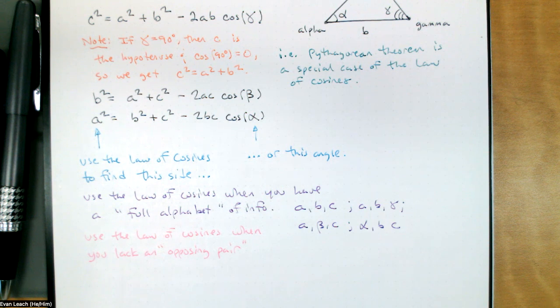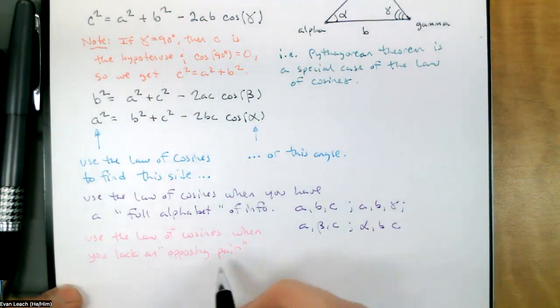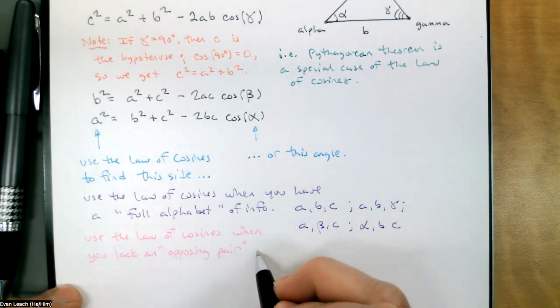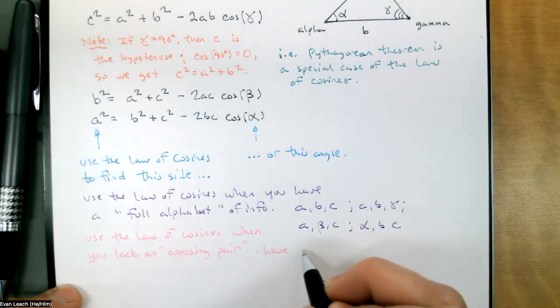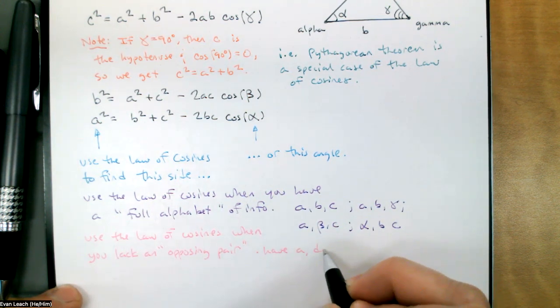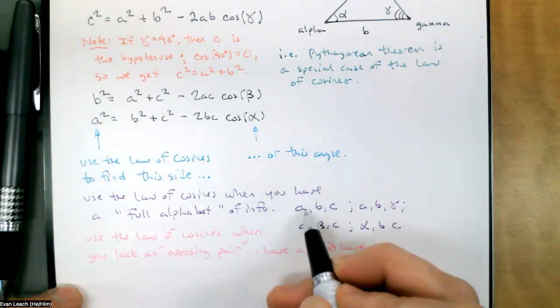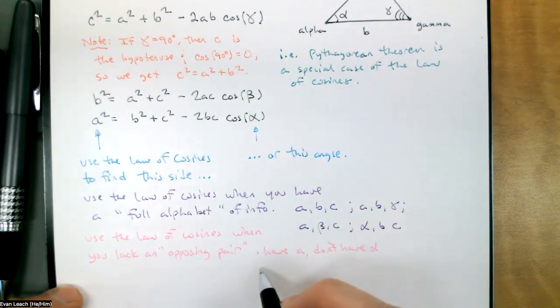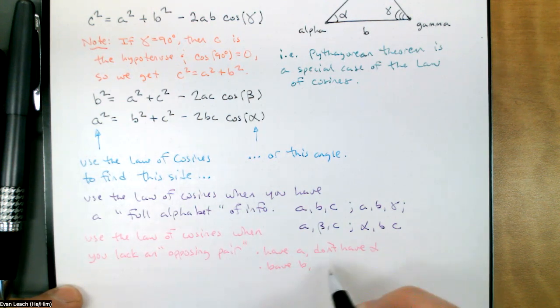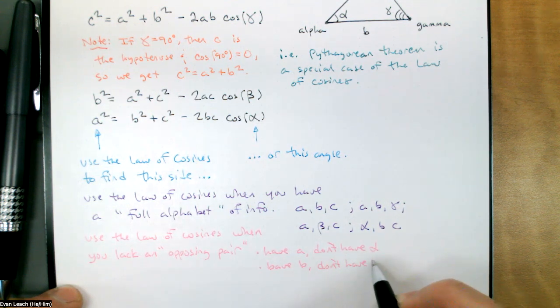An opposing pair would be, you should have A, but you don't have alpha. So what I mean by opposing pair is you have A, but you don't have alpha. Right? You have A, but you don't have alpha. Or if you have B, but don't have beta. That's the same thing.